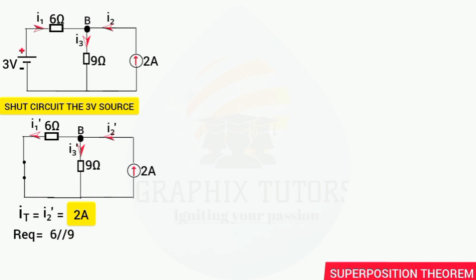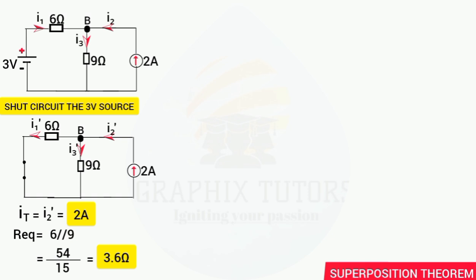So, this means you multiply 6 by 9 divided by the addition of 6 and 9. And 6 times 9 will give us 54, divided by 6 plus 9 is what? 15. Now when you divide 54 by 15, your R equivalent or your R total or your R combined will be equal to what? 3.6 ohms, right? So this is what we have here.